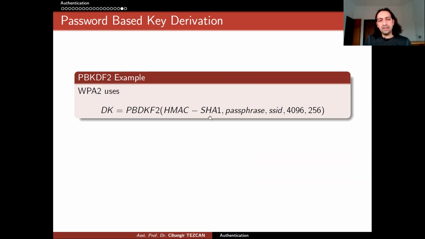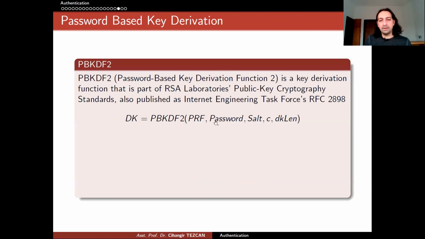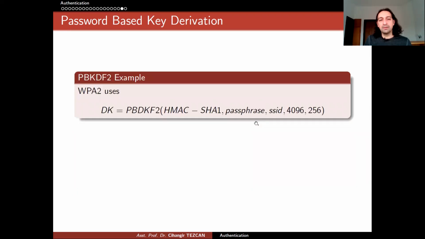So as you can see, if we go back here, we had the password and salt, and in WPA2, the passphrase is the password you choose, and SSID will be used as your salt. And here they use SHA-1 in the message authentication code version, and they repeat this process, as you can see, 4,096 times. And at the end, they produce a 256-bit output, which is actually used for AES encryption. Okay, so this is how WPA2 works.